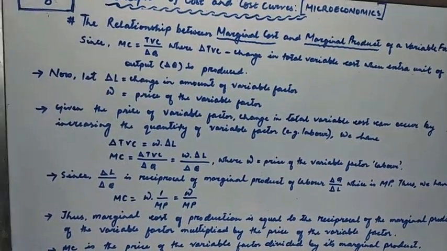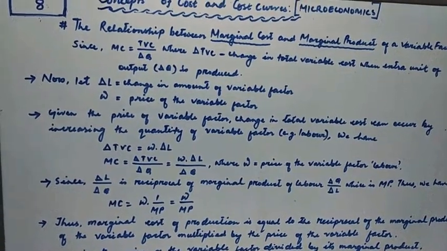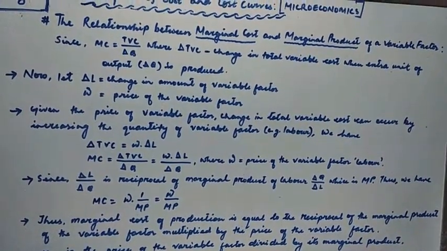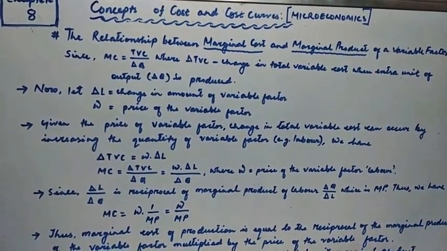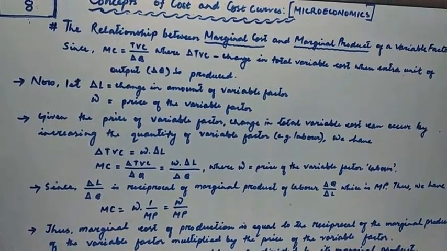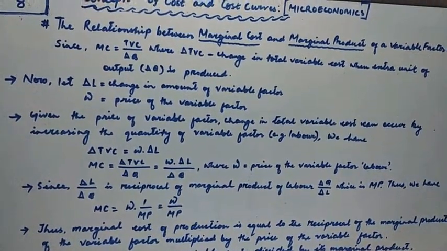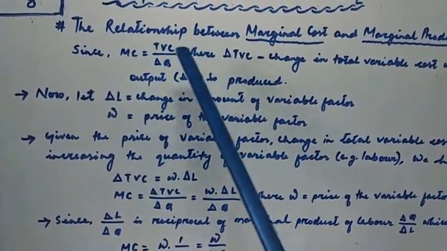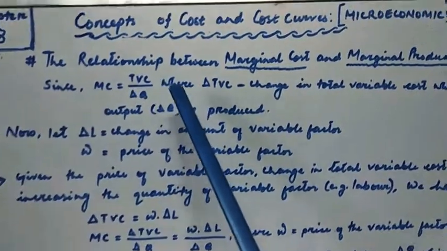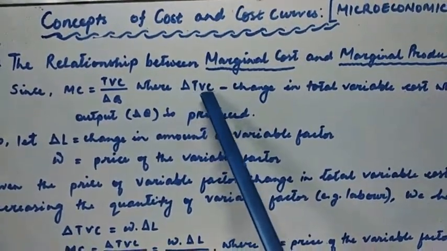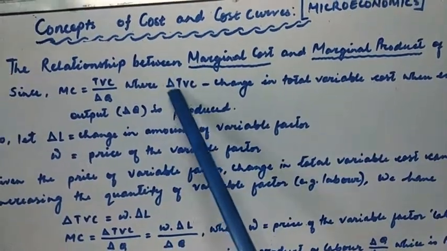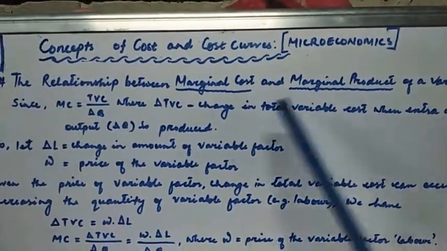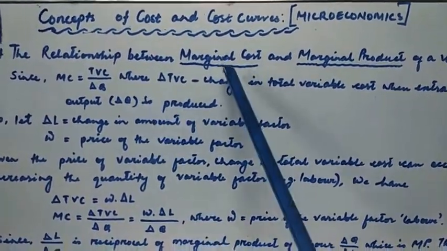You have to keep in mind that the marginal cost of production is intimately related to the marginal product of the variable factor. As explained above, marginal cost of output can be written as change in total variable cost divided by change in Q, where change in total variable cost represents the change in total variable cost when an extra unit of output, that is Q, is produced.